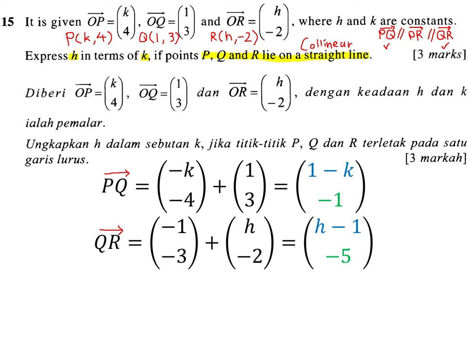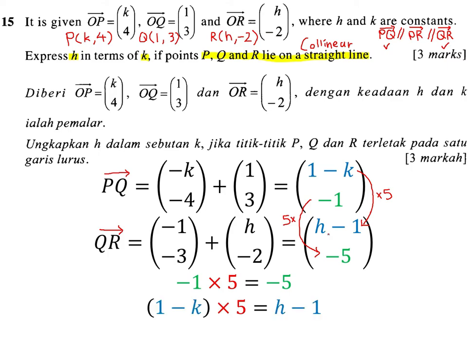And we know that they are parallel. The changes to y should be the same as the changes to x. How do we make negative 1 become negative 5? Times 5. So in this case, we understand the lambda between these 2 vectors will be 5. This 1 minus k, if you times 5, you will get h minus 1. Negative 1 times 5 is equal to negative 5. So 1 minus k times 5 will give you h minus 1.